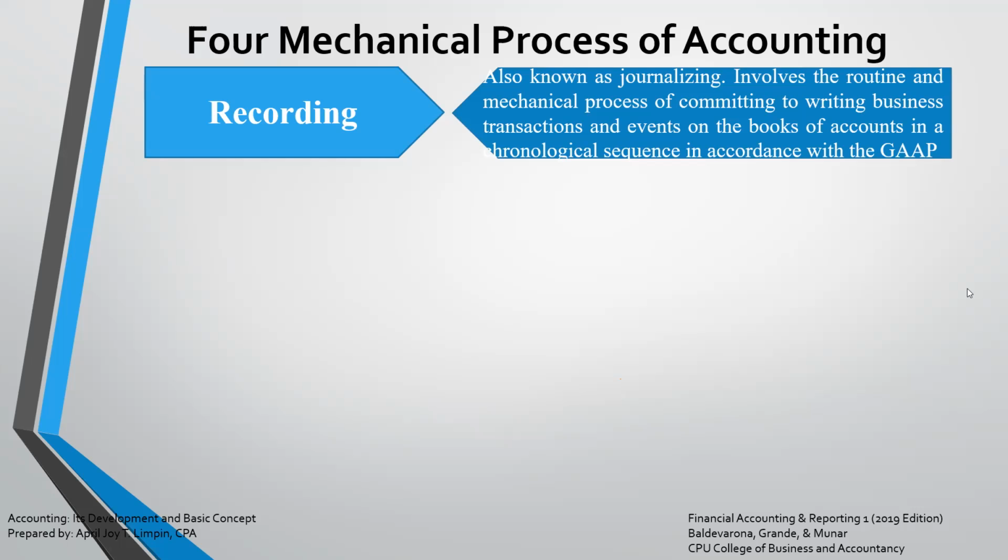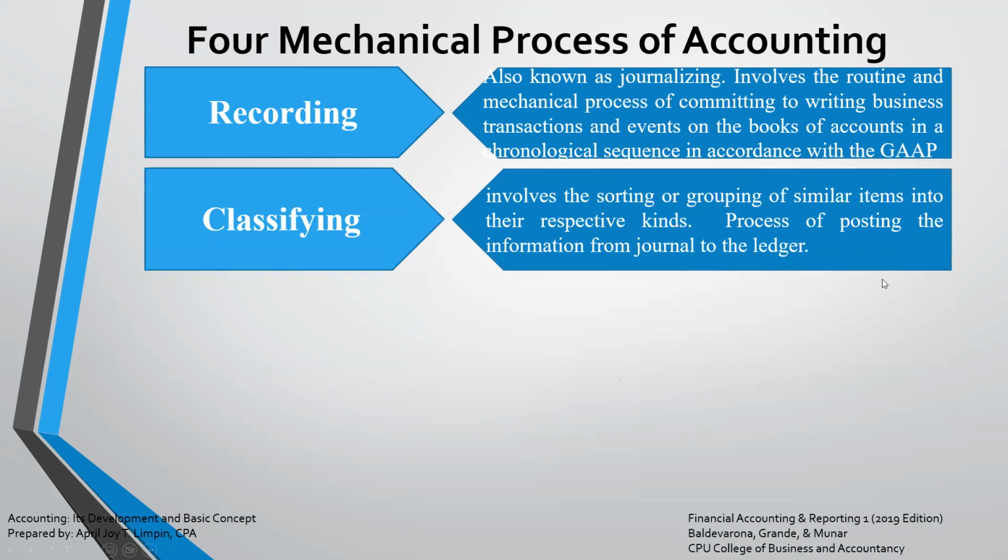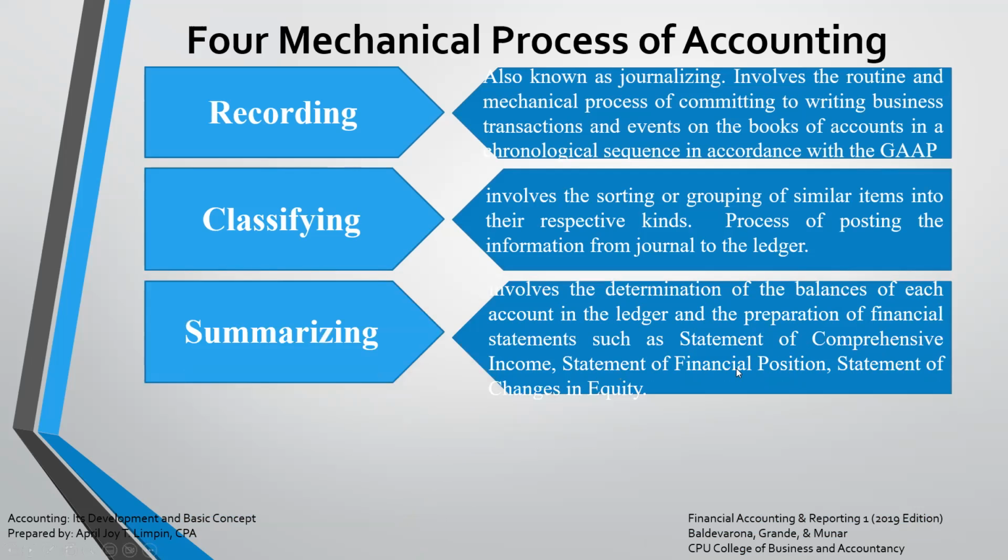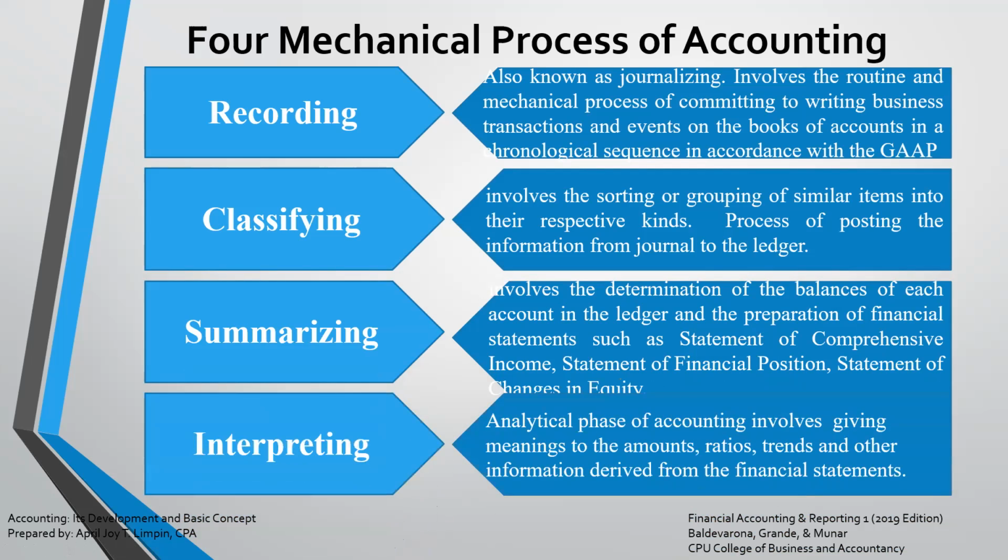So next, classifying. Classifying involves the sorting or grouping of similar items into their respective kinds, the process of posting the information from journal to the ledger. Summarizing involves the determination of the balances of each account in the ledger, and the preparation of financial statements such as statement of comprehensive income, statement of financial position, statement of changes in equity. And interpreting is the analytical phase of accounting, which involves giving meaning to the amounts, ratios, trends, and other information derived from the financial statements.